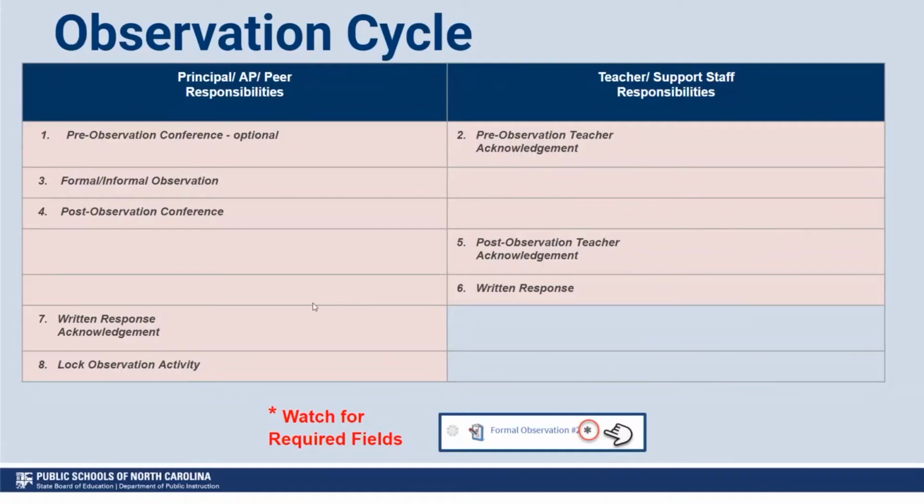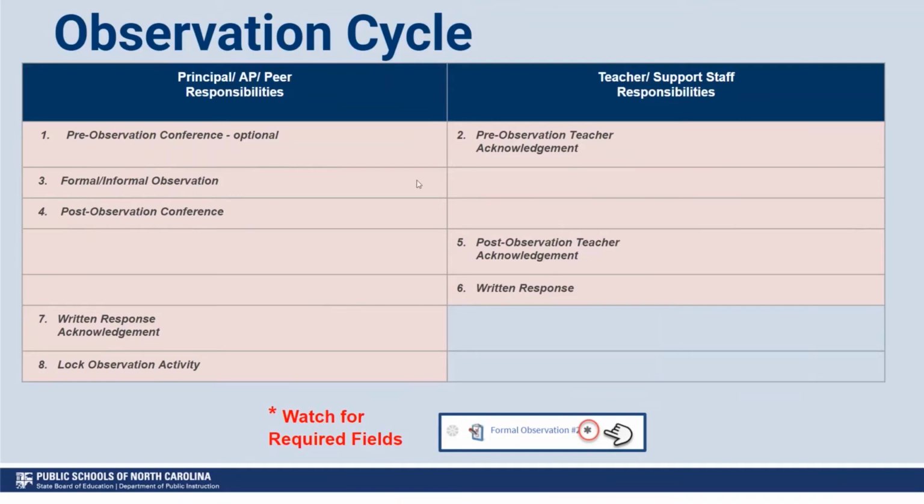Here's just another way to look at the steps in the observation cycle. The principal or AP starts the observation conference. The pre-observation conference is optional at this point in the year. If it is done, then step 2 is the teacher acknowledges the pre-observation. You could start at mid-year with the actual formal or informal observation, depending on your plan type. That is done by the evaluator. And then the evaluator conducts that post-observation conference and acknowledges. It goes to the teacher, who then acknowledges that post-observation.